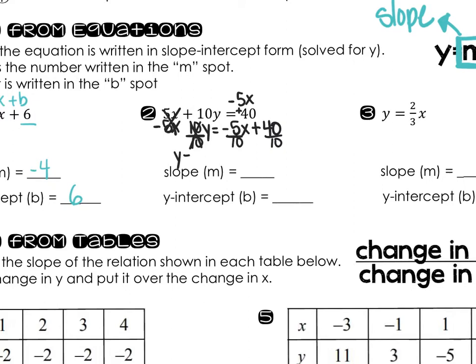Ideally you want to keep your m, the number with the x, a fraction because it's easiest to graph that way. So I know negative 5 over 10 I can simplify by dividing the top and bottom, numerator and denominator, by 5. That gives me negative 1 over 2, since 10 divided by 5 is 2. So negative 1/2 x, and then 40 divided by 10 here is going to be 4. So now this is in slope-intercept form, and I can pick out my m and b. So now my slope is negative 1/2, and my y-intercept, or b, is 4.